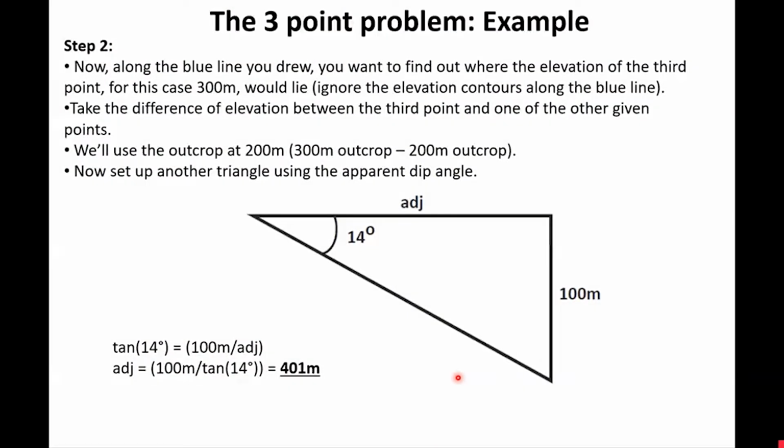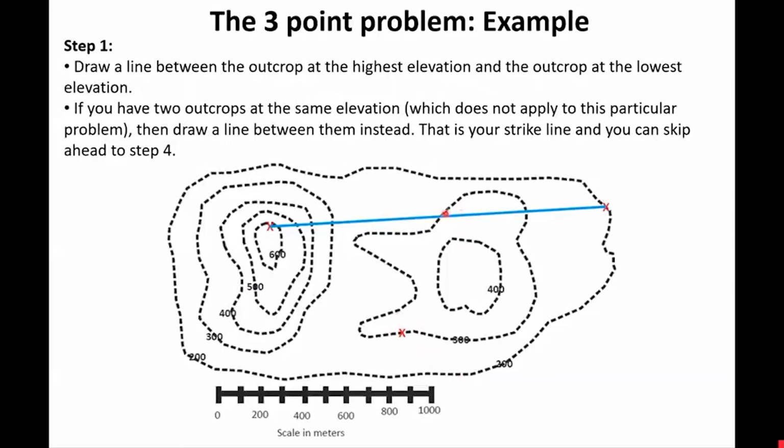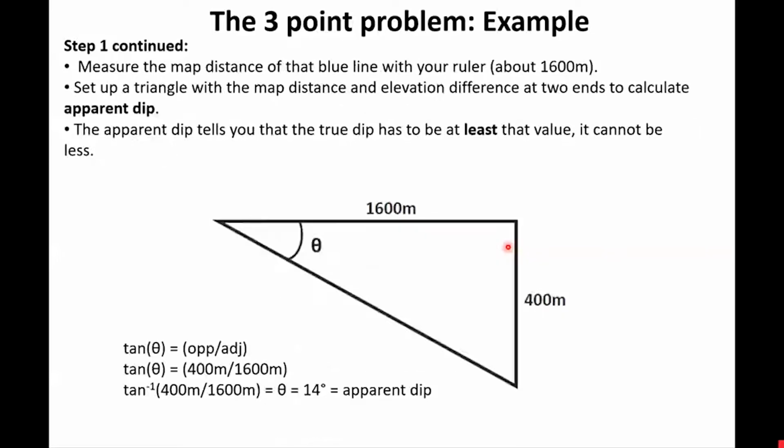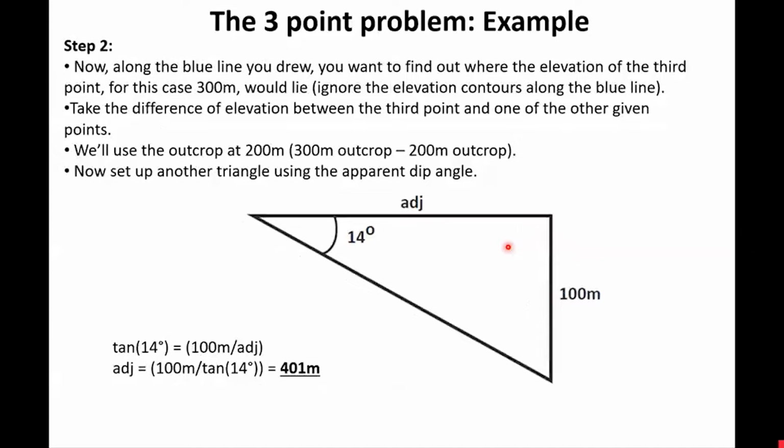We want to find out where the elevation of that third point exists on this line. So this line goes from 600 elevation to 200 elevation. It's going to be underground somewhere over here, but we can figure that out. So how we do that is we need to find out where that third point, in our case the 300 meter elevation, would lie, ignoring the ground elevations, where it would lie in space.